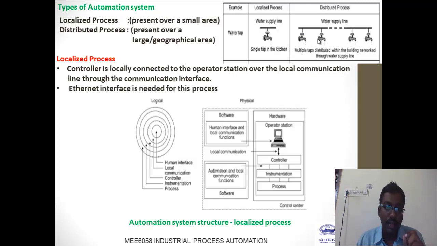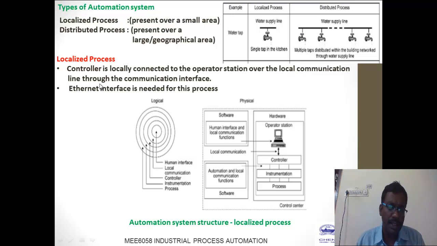So if we go into n number of processes, that is the distributed process, we have to control the distributed process with respect to automation systems. If you go into the localized process, we are going to control only a single system. So first we are going to see the localized process.